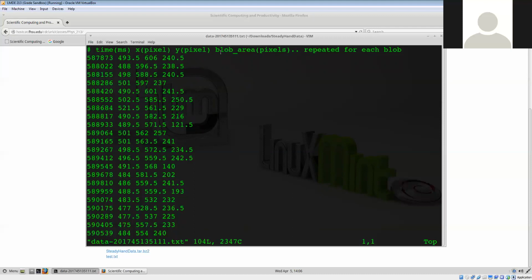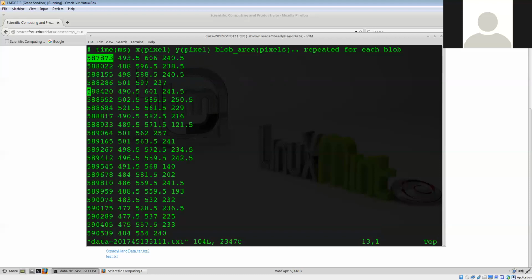The camera sees it like a blob. It basically detects the blob, and it gives the blob area here in pixels. And if there were multiple blobs, like we could have blob wars, I guess, it would detect both of those and put all of the information for both blobs in there. So right now we just have one blob. So this is 587,873 milliseconds after I started the program. Okay. So it's about 587 seconds.